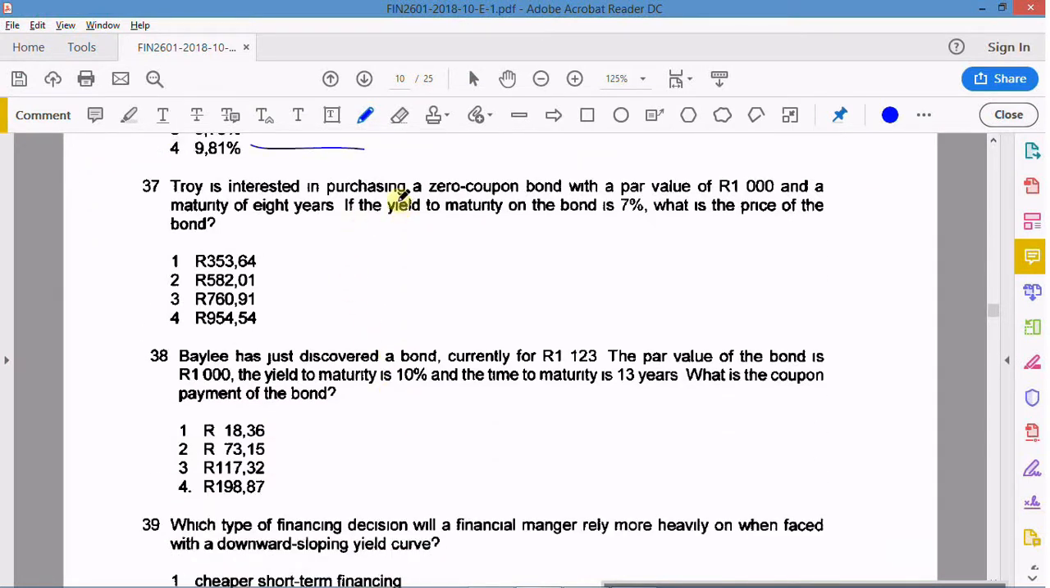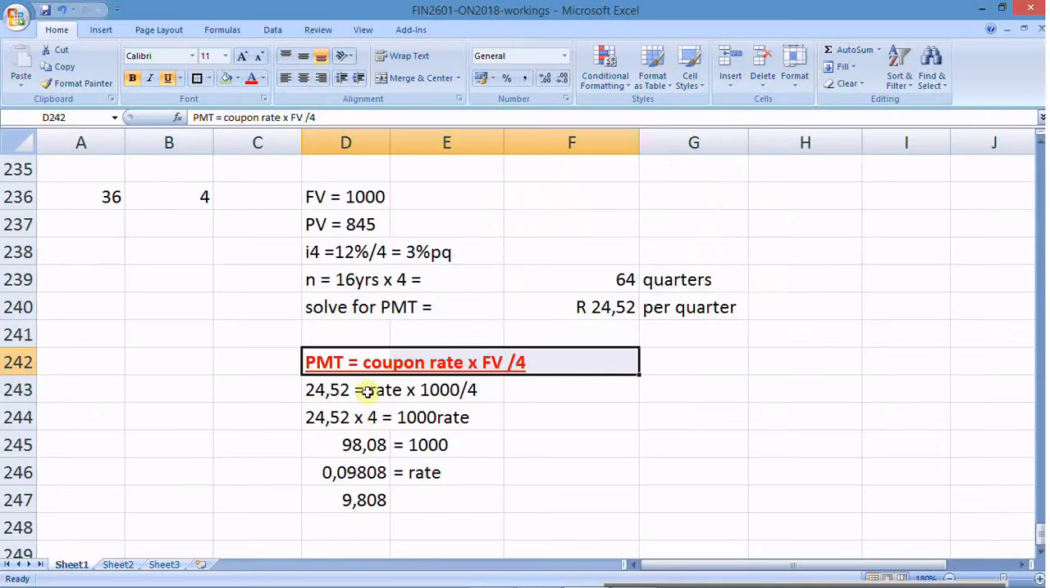Invested in purchasing a zero coupon bond. Zero coupon means payment is zero. No coupon. Par value is the FV. The maturity is 8 years, which is the N. The yield to maturity is the I. So we need the PV. Exactly. Easy, hey?